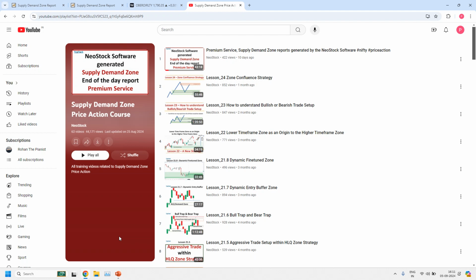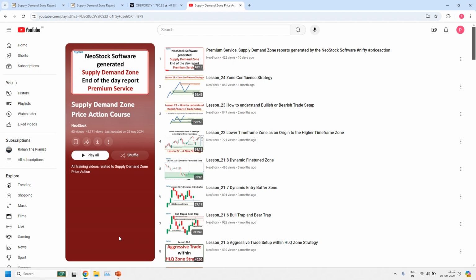Obviously, what is the goal of every trader? To make more and more money. That is the goal. So to achieve that goal, we always depend on the help of some software, software that works according to our requirements. NeoStock software will only identify the zones, but it will not give you where to buy and where to sell. So whatever concepts you learn, as per the concepts, you identify your entry, you identify your stop loss, you identify your target, and you also calculate the risk reward.